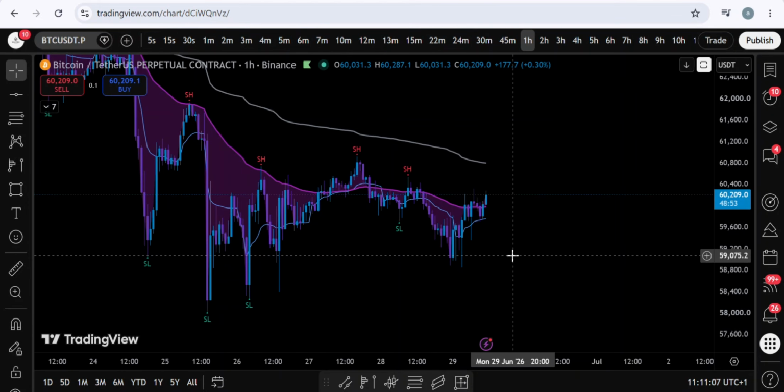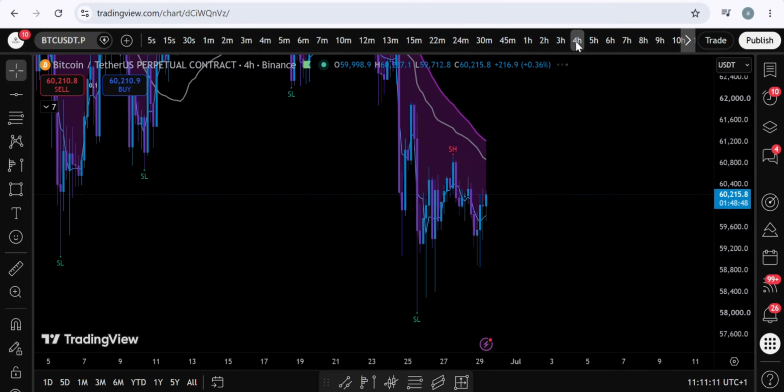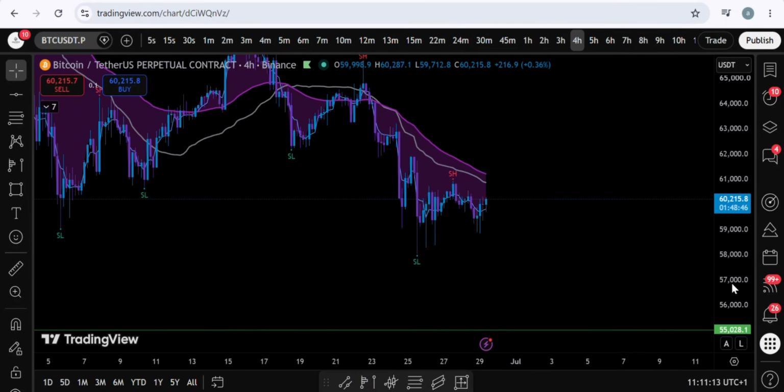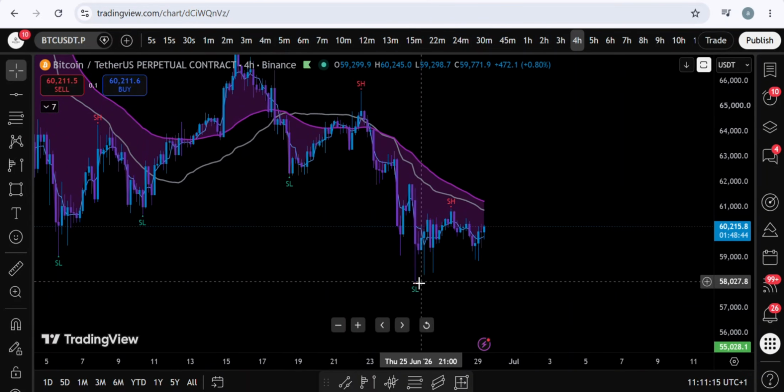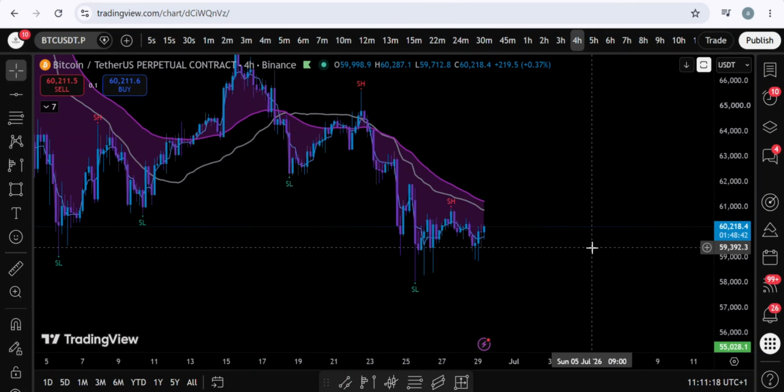On the 4 hour time frame, you can see that it works okay. But it's not designed for lower time frames. It's designed for 8 hours and above: 8 hours, 12 hours, daily, weekly, and monthly. It's designed for swing trading.